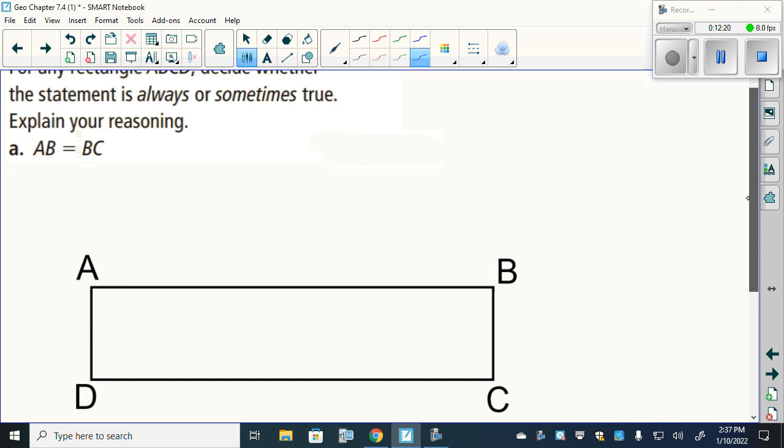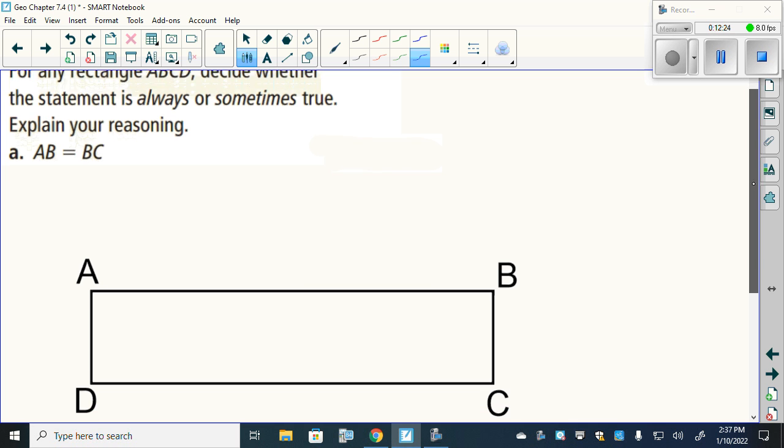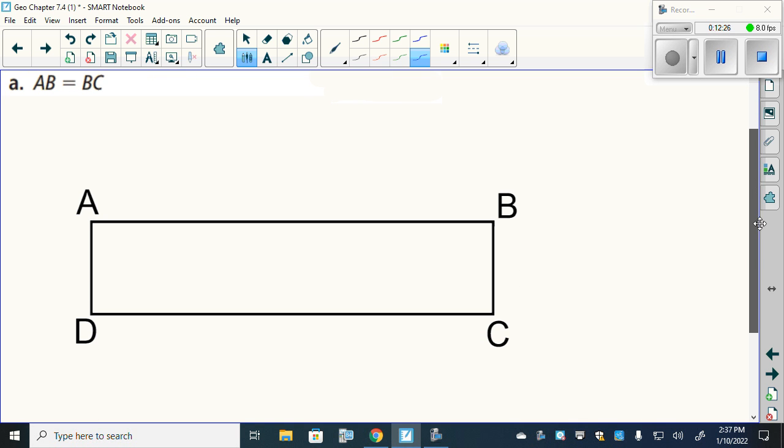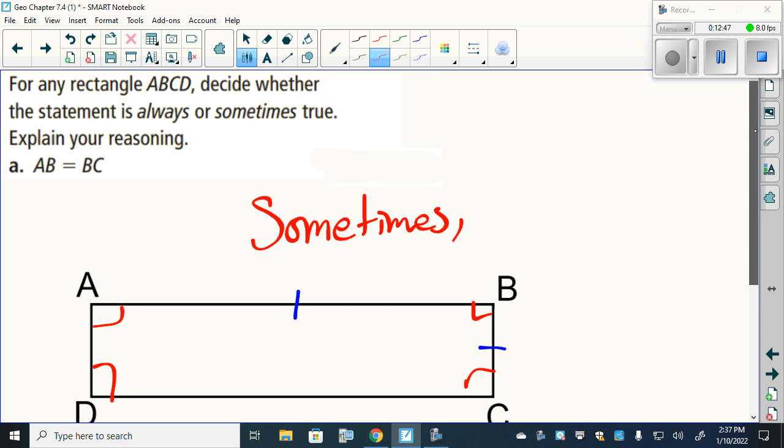Guys, for any rectangle ABCD, decide whether the statement is always or sometimes true. Explain your reasoning. AB equals BC. That's wrong. It's visually not. Yeah, the square. But we're not talking about vision. It doesn't make sense. You've got to know. We're not talking about visual here.